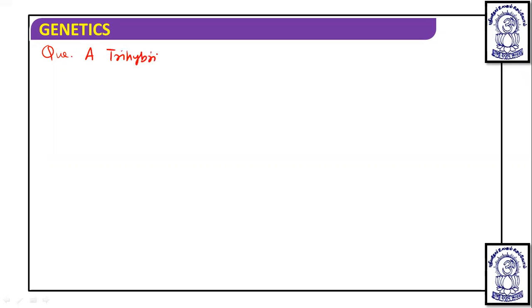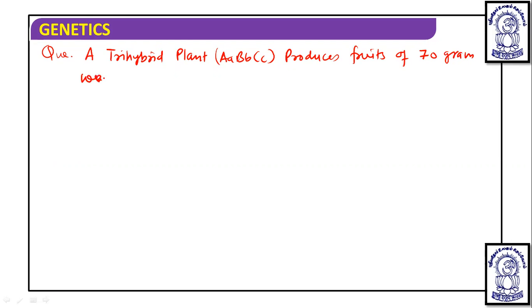For a tri-hybrid plant, that is capital A small a, capital B small b, capital C small c, produces fruits of 70 grams weight, while the minimum weight of fruit is 10 grams.